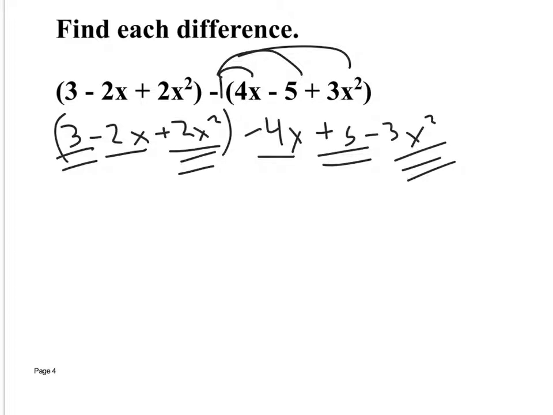So 2x squared minus 3x squared would give you negative x squared. If you write 1, that's fine, but the book's not going to do that, and I'm not going to do that. It's the exact same thing, so it doesn't matter. And then you have negative 2x minus 4x, so minus 6x. And then you have 3 plus 5 is 8. So there's your answer.